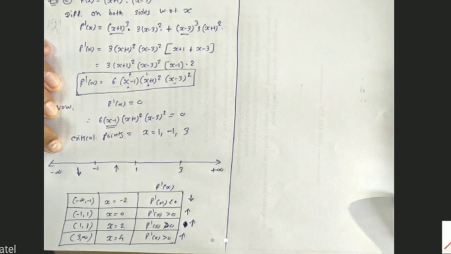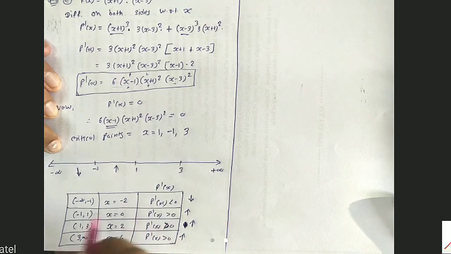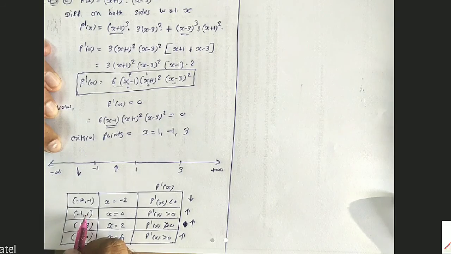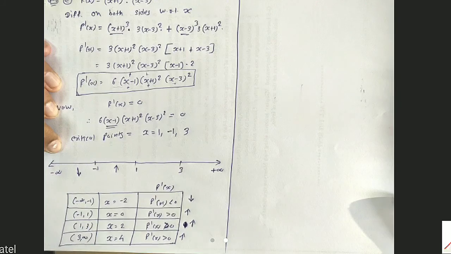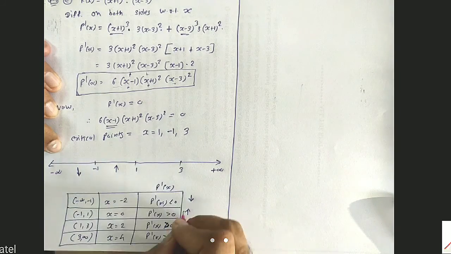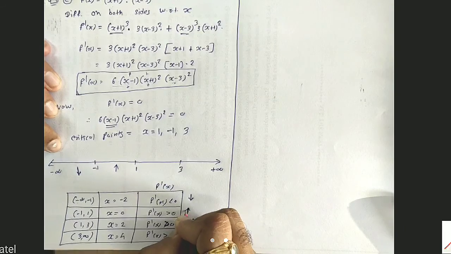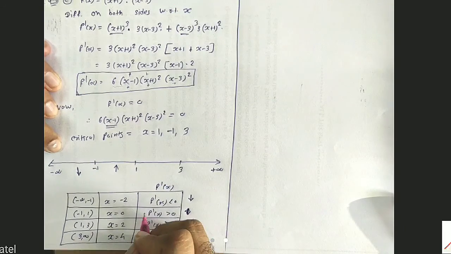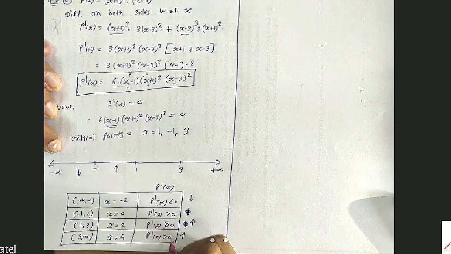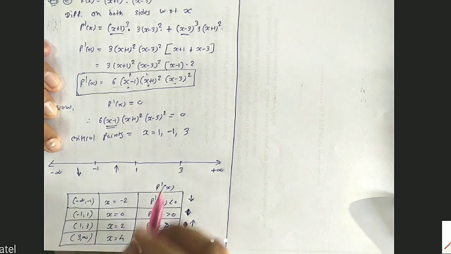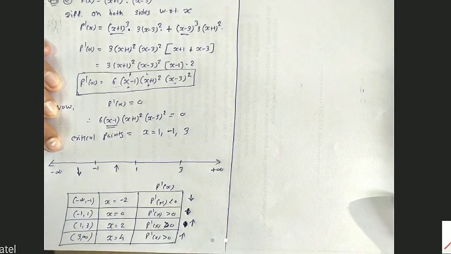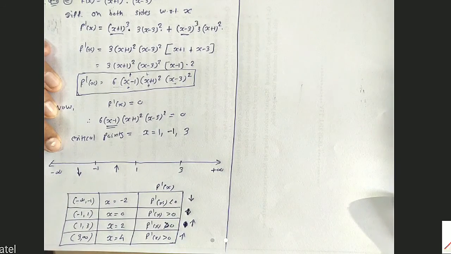Done? So we can say that our function is increasing for the intervals minus infinity to minus 1, 1 to 3, and 3 to infinity. Similarly, here also we made a mistake at 0. Here also, what will it be? It will be a decreasing function. Done? So for these two intervals, it is decreasing function, and for these two intervals, it will be increasing function. Clear? Because if we put 0 here also, it becomes positive, and then minus minus gives minus.